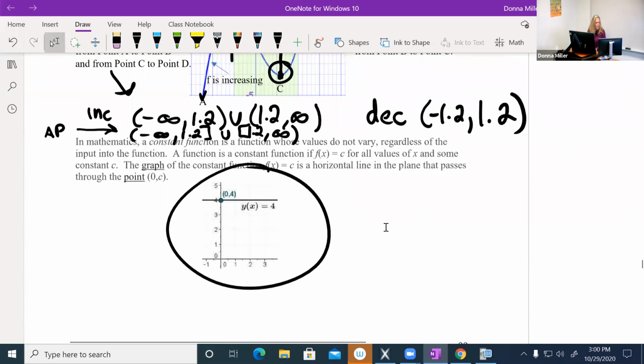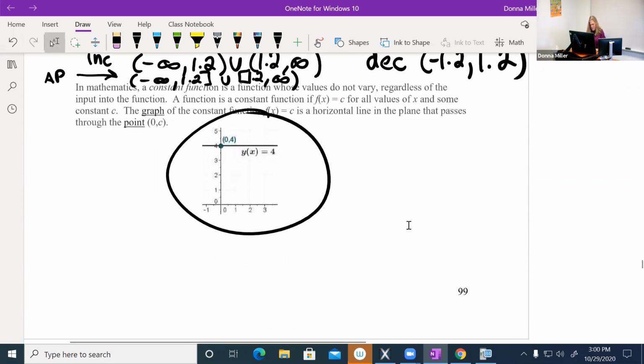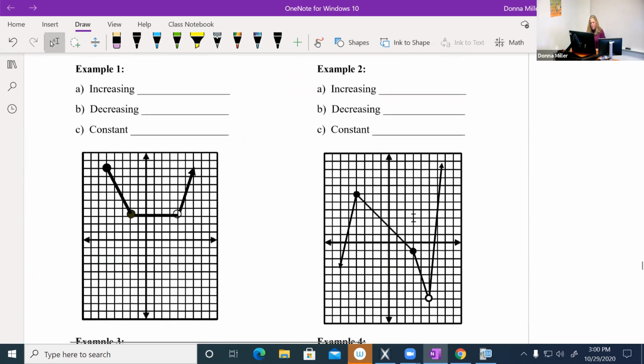So he's got a nice picture of a constant function. Constant's a flat function, right? So that's it. We're going to read a graph and talk about intervals of increase and decrease.